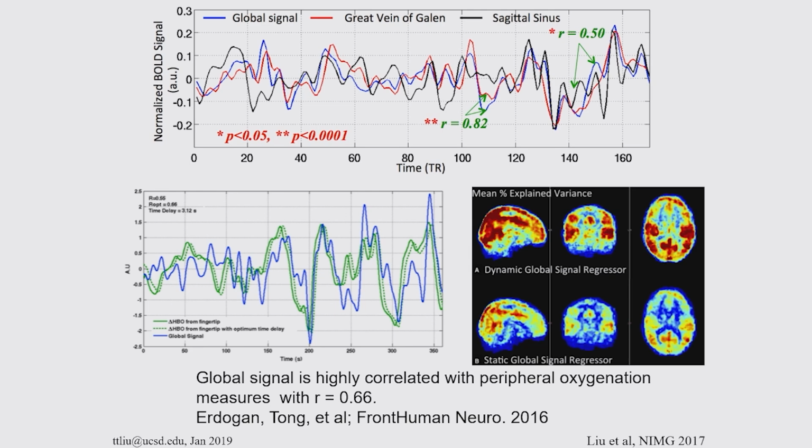This is some paper from Yunjie Tong and Blaise Frederick's group, where they're showing that here's the global signal, and if you just measure oxygenation in your fingertip or even in your toe, you get something very similar. So essentially, it really is quite global.